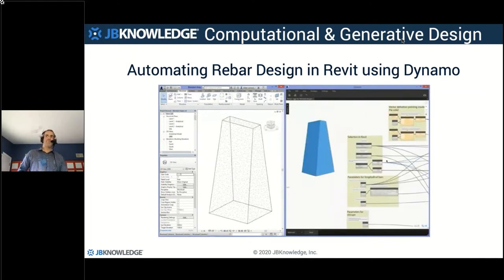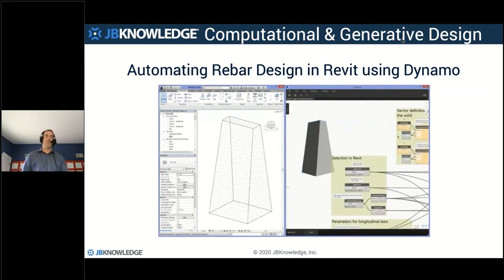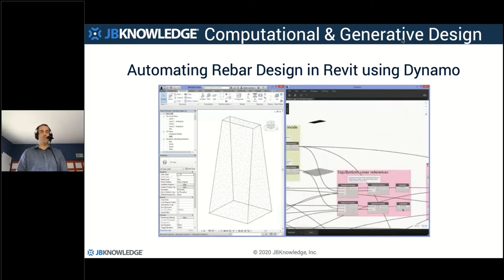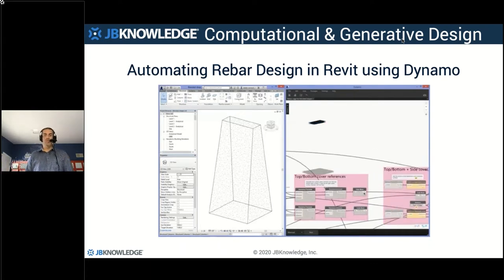I want you to think about all the things that are drawn in Revit or in CAD that are repetitive items that are drawn over and over again on job after job after job. There's a lot of them, right? Rebar is one of them. So what you have here is an example with Dynamo on the right, looks like a plate of spaghetti, and the actual Revit view on the left.